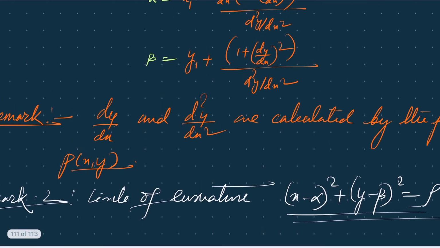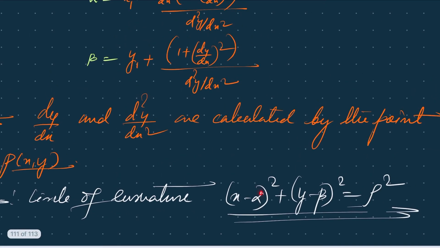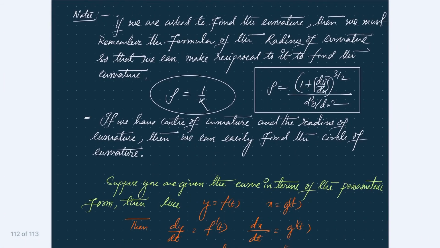Okay, so the circle of curvature. If this is the center with x coordinate alpha and y coordinate beta, then the circle of curvature has the formula: (x minus alpha) whole square plus (y minus beta) whole square is equal to rho square. That is the equation of a circle. It means if you need to find the curvature, then we need to know the formula of the radius of curvature. From the radius of curvature we can take the reciprocal, so we can find the curvature. If it is asking us to find the center of curvature, then we have to calculate the center point of curvature. Then from there we can find the circle of curvature. Okay, this is the thing.